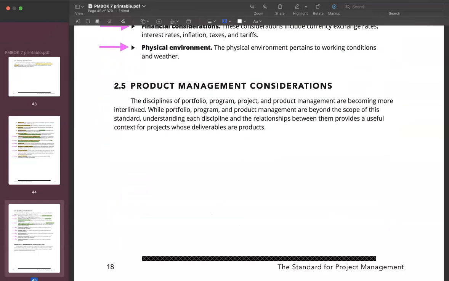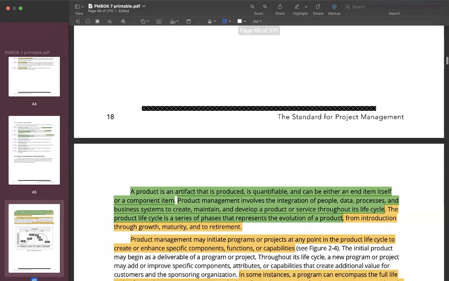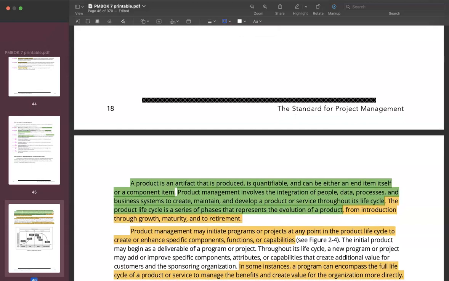Now, moving on, I want to talk a little bit about product management, right? This is a section that has been newly introduced as part of the PMBOK 7th edition, where they touch upon product management as such, and how it contributes to the delivery of value. So when we talk about product management, we need to first look at what the definition of a product is.